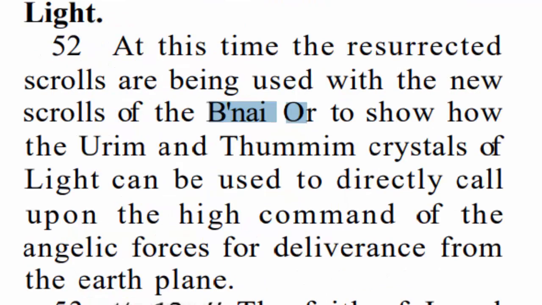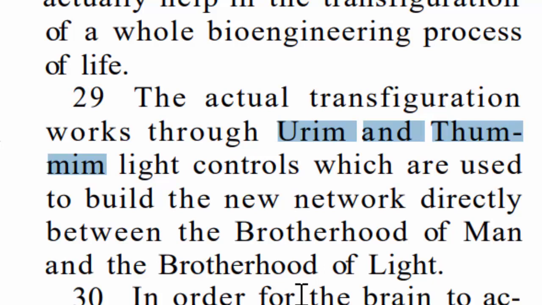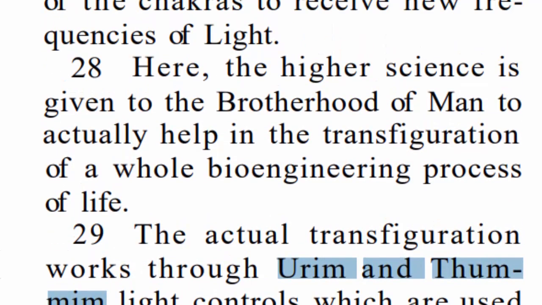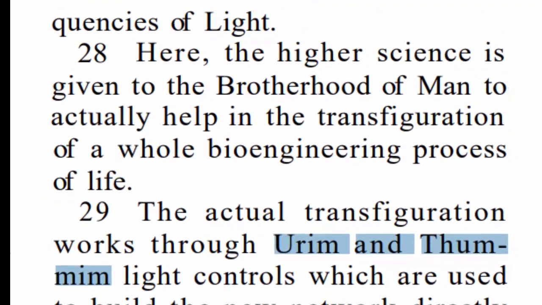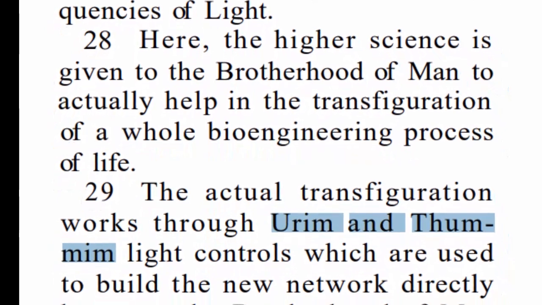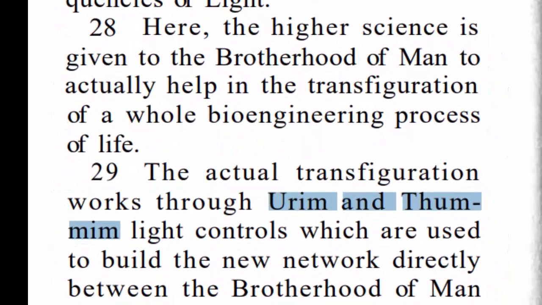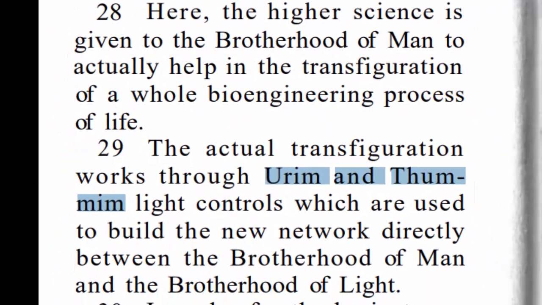But let's go on. Key 3:16, verse 29 says, the actual transfiguration works through Urim and Thummim light controls, which are used to build the new network directly between the brotherhood of man and the brotherhood of light. Let me read 28. It says, here the higher science is given to the brotherhood of man to actually help in the transfiguration of a whole bioengineering process of light. So by the time you get to 3:16, you know some stuff.